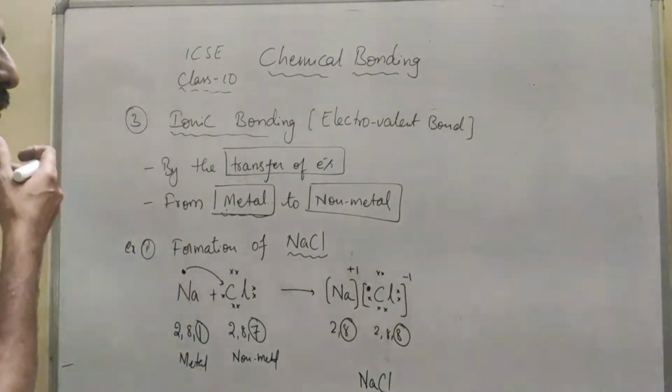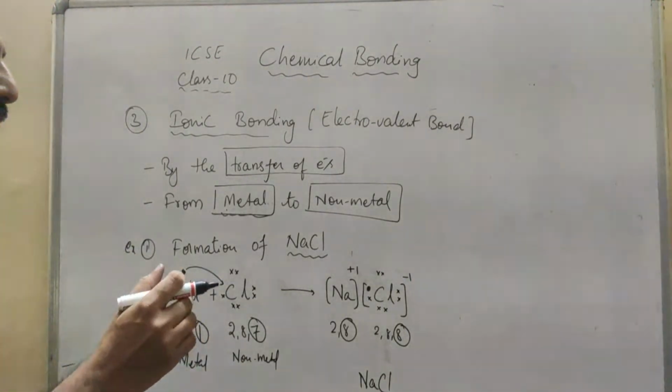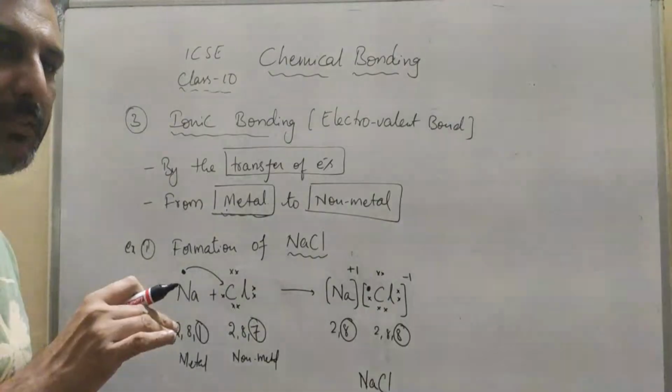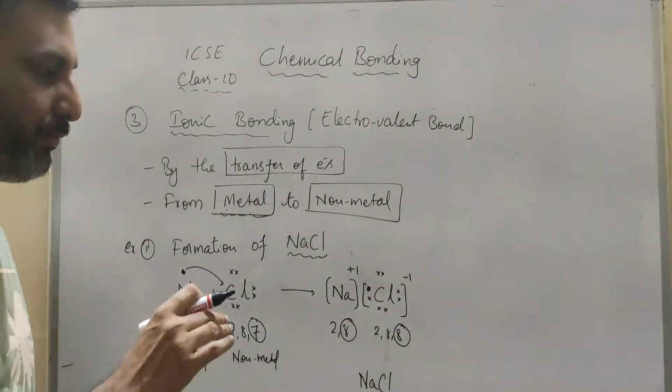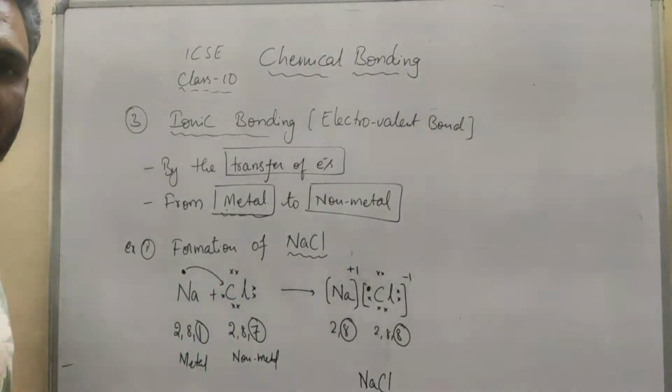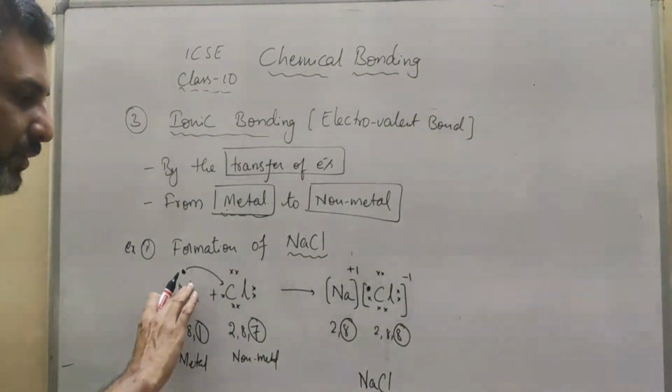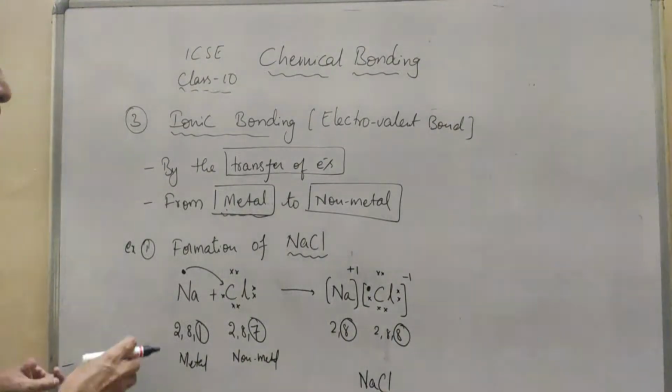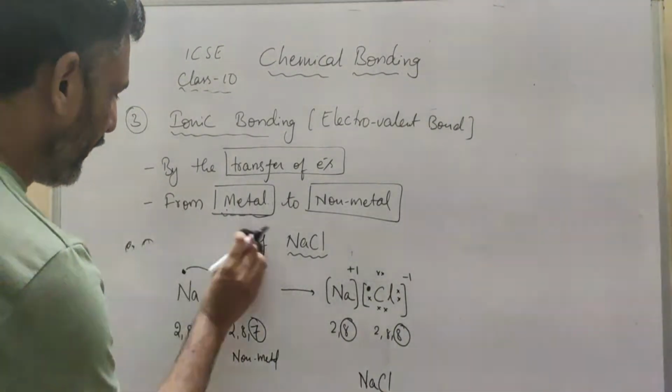In this case, what you have to remember is how many electrons get transferred in the formation of sodium chloride. How many electrons? 1 electron. 1 electron transfers from sodium to chlorine. So this is the formation of sodium chloride.